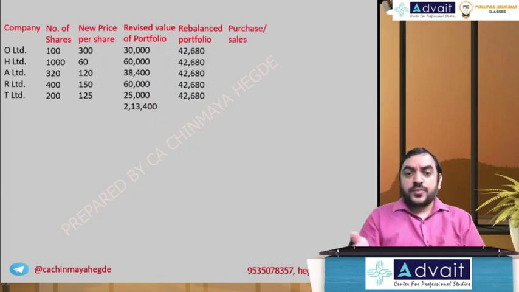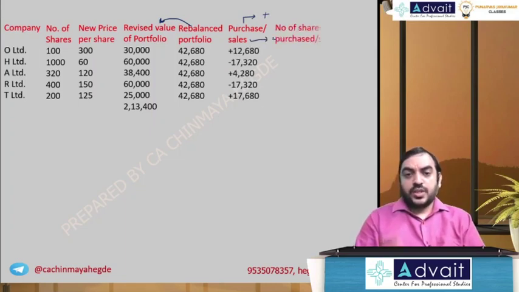Rebalance portfolio minus revised portfolio is purchase or sales. If the answer is positive, that is going to be a purchase. If the answer is negative, that is going to be a sale. So rebalance portfolio minus revised portfolio. Then this amount divided by price per share will give you the number of shares to be purchased or sold.